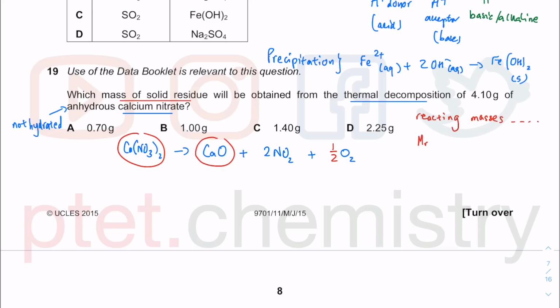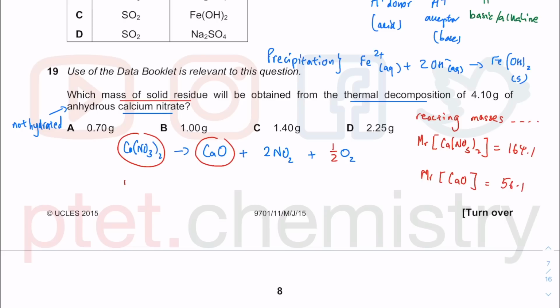So work out the Mr of the calcium nitrate first of all, and go straight to your periodic table. 40.1 for the calcium plus 2 times bracket, 14.0 plus 16.0 times 3 for the 3 oxygens, and I get 164.1. I just want to double check that I have already done the thing in the bracket correctly. 14.0 plus 16.0 times 3 gives me 62, times 2 is 124, plus 40.1, I do get 164.1. Now the Mr of the calcium oxide product, which is the solid residue there, we're going to get 40.1 plus 16.0, I get 56.1 there.